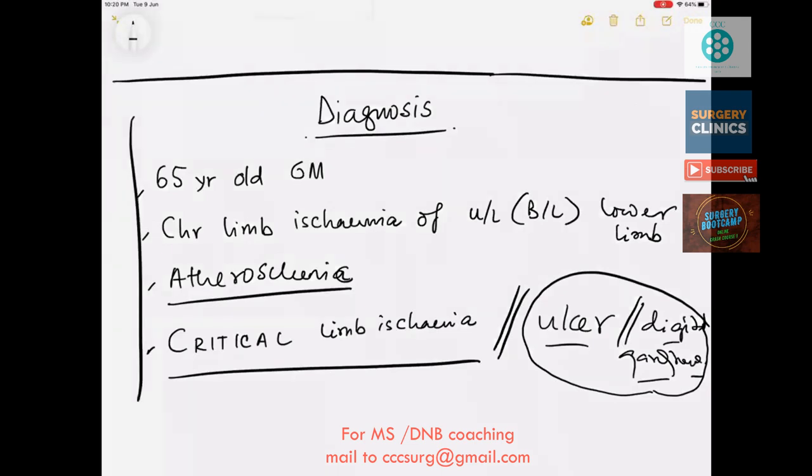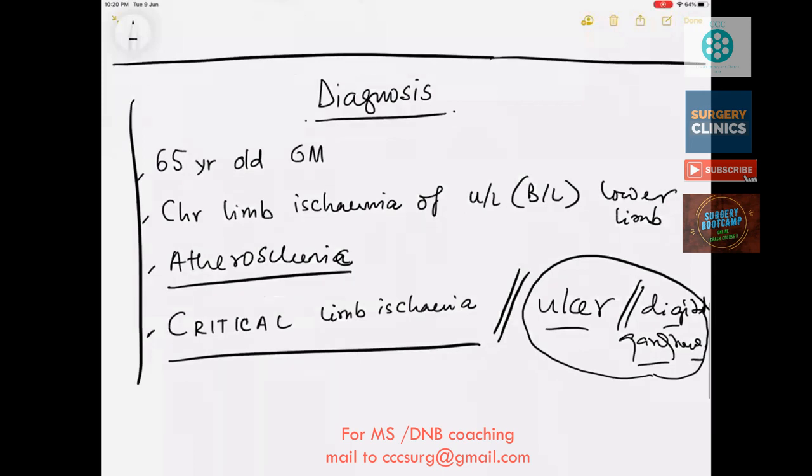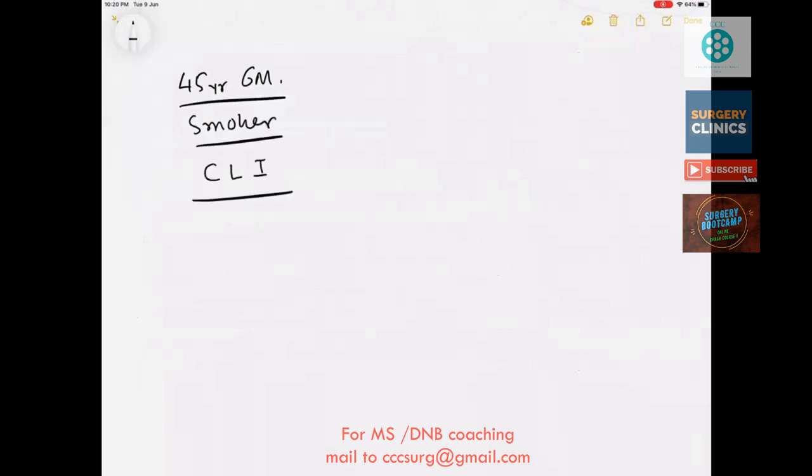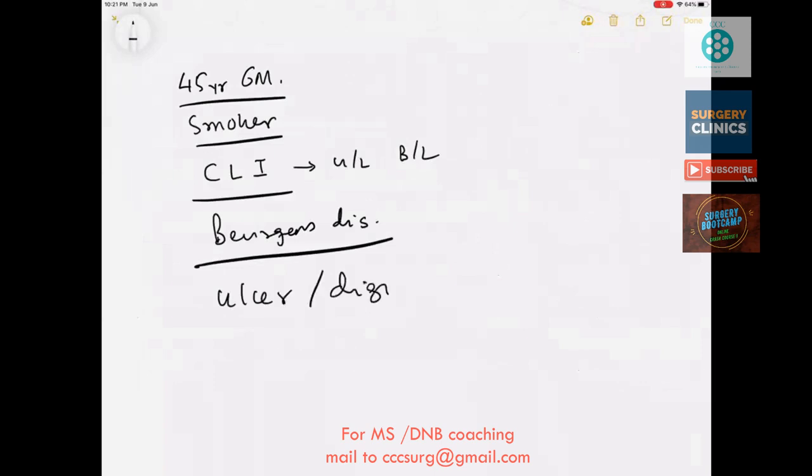So: 65-year-old gentleman, chronic limb ischemia, atherosclerosis, critical limb ischemia. That means in a similar picture, you can make it a 45-year-old gentleman, long-term smoker or consumer of tobacco, chronic limb ischemia, CLI, unilateral or bilateral, probably due to Buerger's disease. We have not finished. Complicated by an ulcer or a digital gangrene.